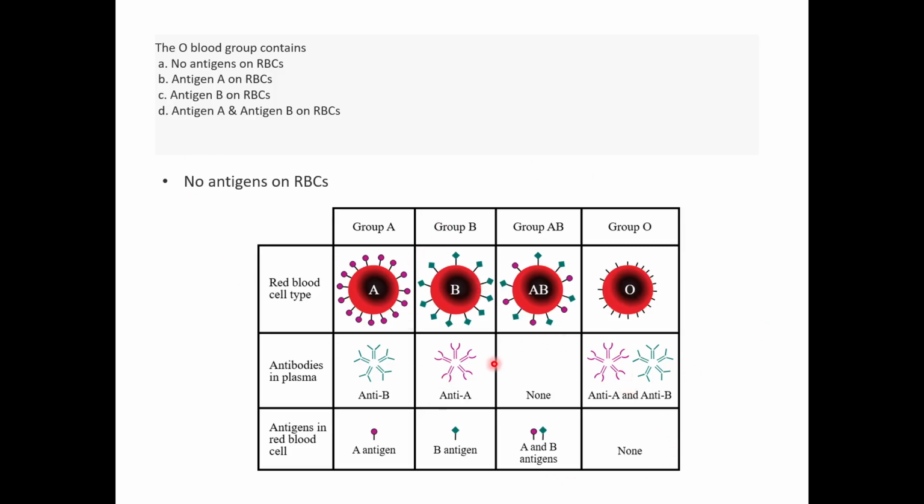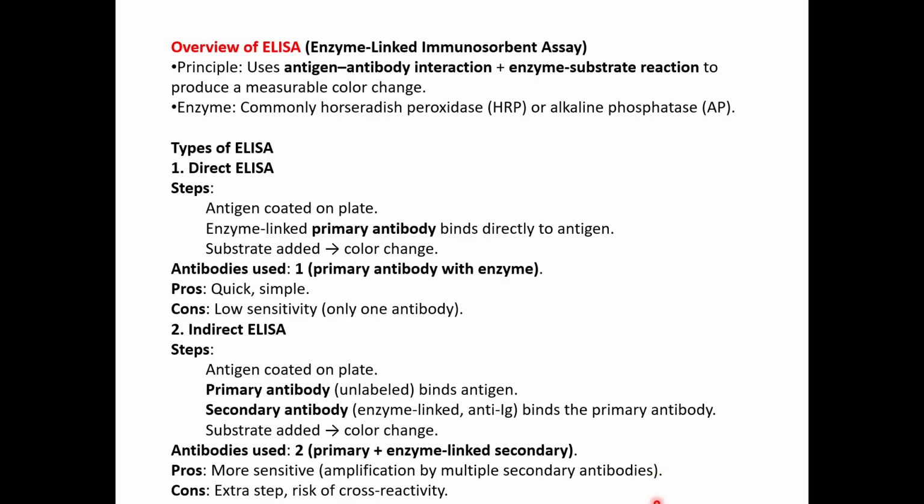So this is a table which you should remember to easily remember about the antigens and antibodies regarding the blood groups. So next is overview of ELISA. So ELISA is enzyme linked immunosorbent assay. The principle of it is it uses the reaction between antigen and antibody and then an enzyme substrate reaction to produce a measurable color which can help in quantification of the antibody, or it can help even to detect the presence of the antibody.